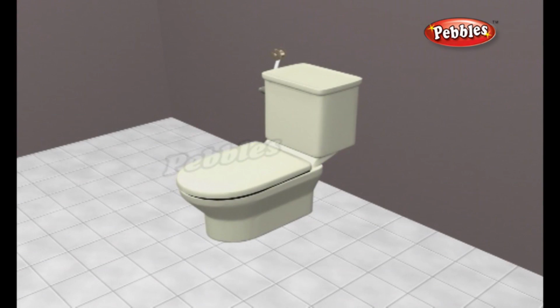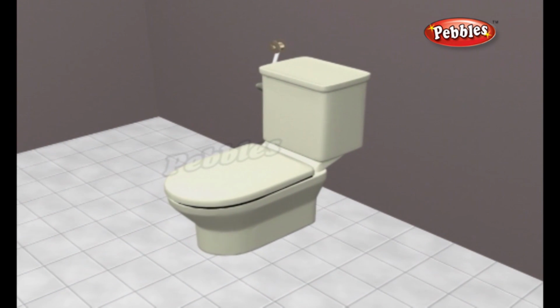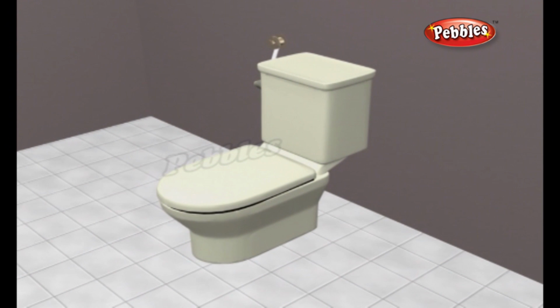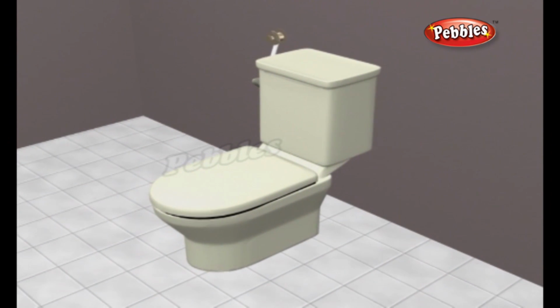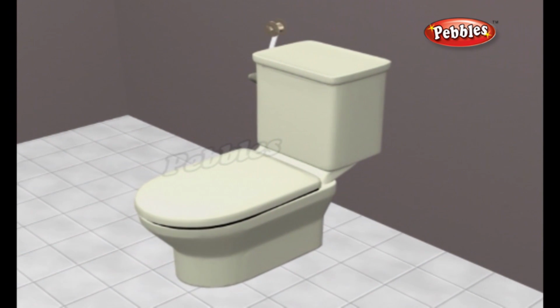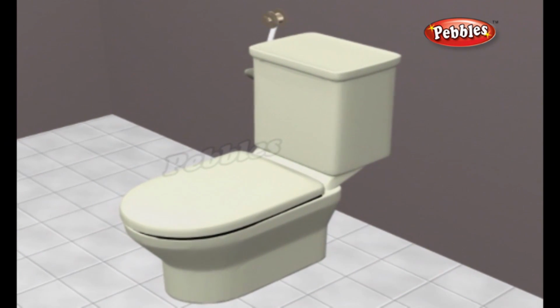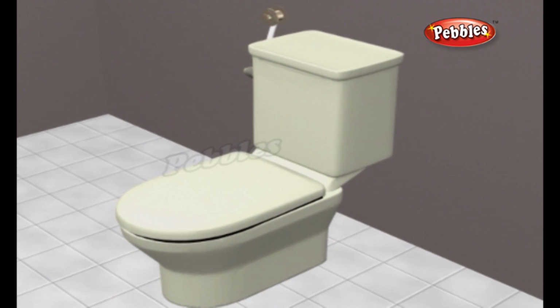Flush toilet. A flush toilet is a toilet that disposes of human waste by using water to flush it through a drain pipe to another location. Flush toilets were first used in the Indus Valley civilization. The cities of Harappa and Mohenjo-daro had a flush toilet in almost every house, attached to a sophisticated sewage system.